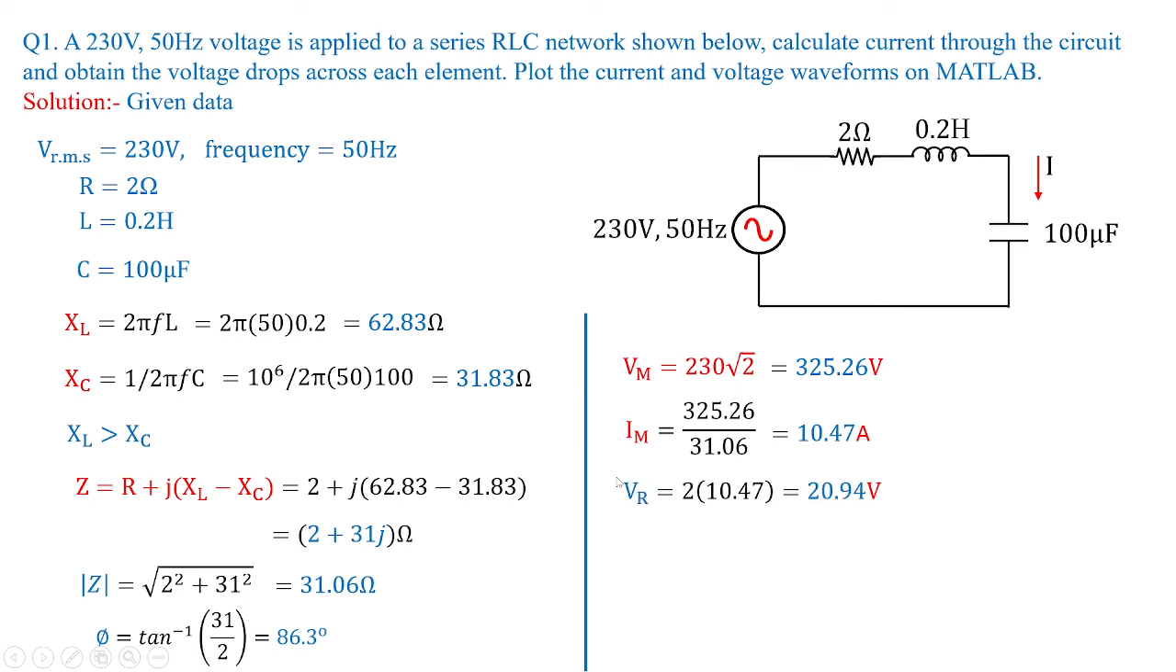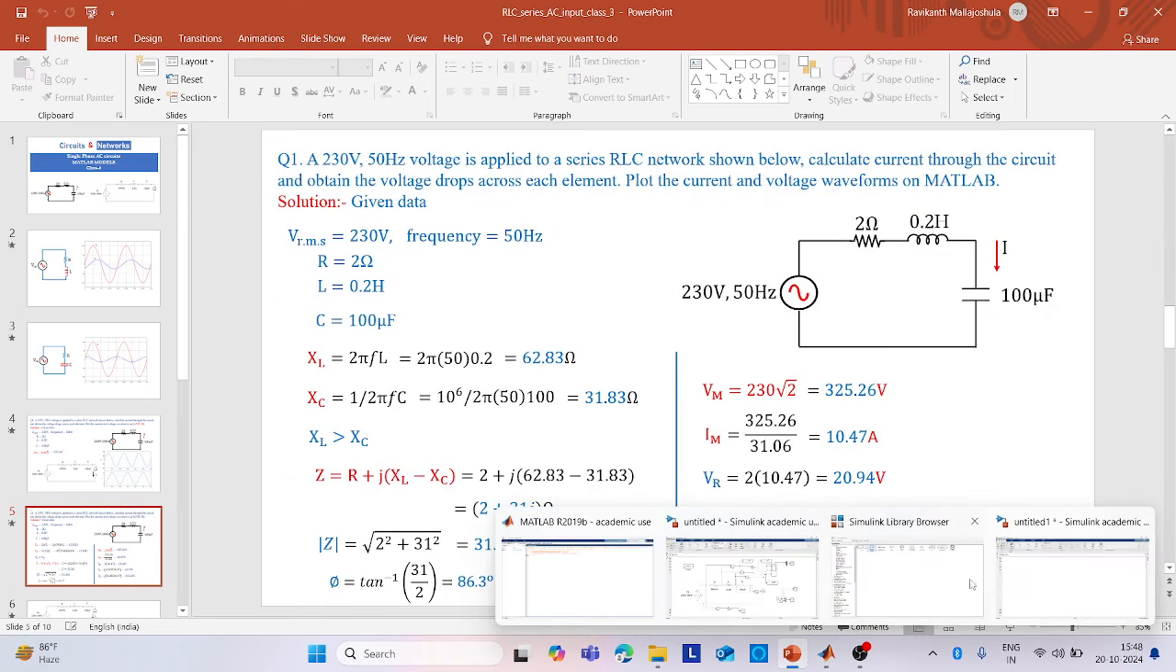Now with the value of the current, that is the maximum current flowing in the resistor, inductor and capacitor, I can calculate the voltage across the resistor, which is obtained to be 20.94 volts. The inductive voltage is 657.8 volts. The capacitive voltage is 333.26 volts. So you need to remember these values: 20.94 volts for resistor voltage, and the inductor voltage and capacitor voltage. And we have to check whether we are going to get the same values when you plot the graph under MATLAB. For this, let me open the MATLAB model.